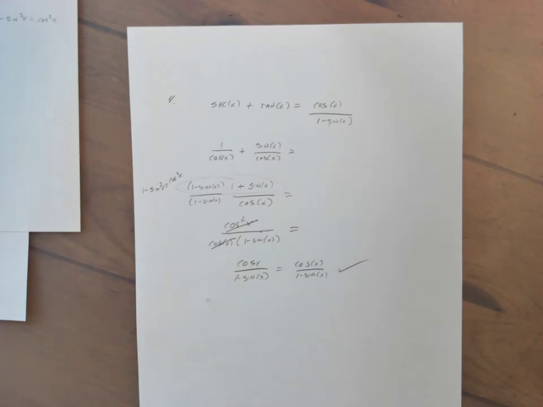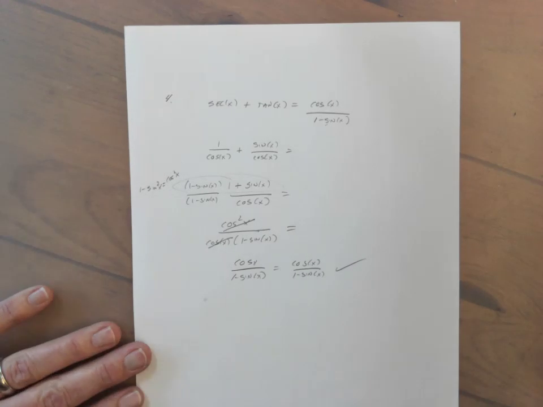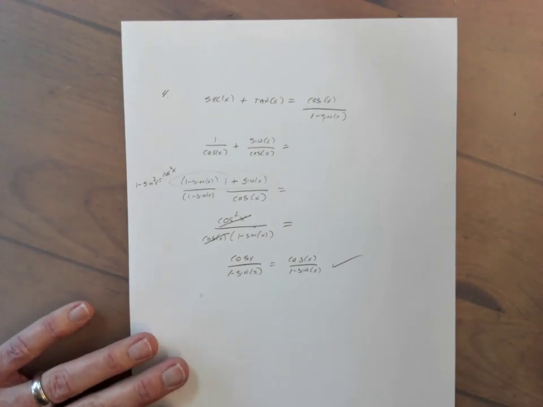So either way, we would have gotten there. All right, I hope that helps seeing some simplifying and verifying of identities, and we'll see you soon.